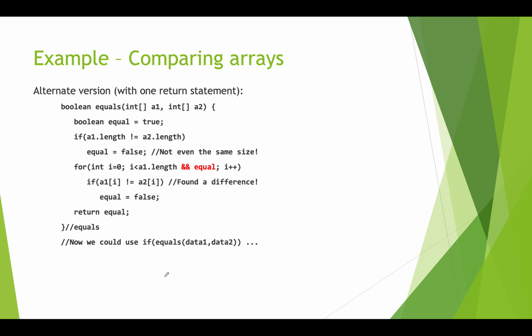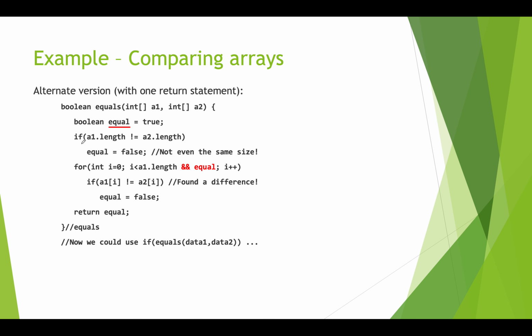Okay, so here's the alternate version of this function that only has one return statement. The way that we typically write these functions is we create a Boolean variable at the top of the function and we set it to either true or false to begin with. So here we're going to set it to true. We're going to assume that the two arrays that are passed in are the same until we find out different. And so we have this Boolean variable called equal.